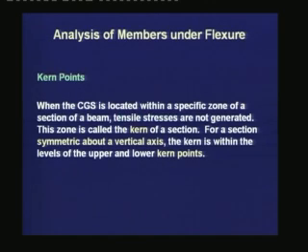Next, we are moving on to the study of the Kern points. When the CGS or the centroid of the tendons is located within a specific zone of a beam, tensile stresses are not generated. This zone is called the Kern of a section. For a section symmetric about a vertical axis, the Kern is within the levels of the upper and lower Kern points. What we are saying is that whenever the force occurs within a certain zone, it does not create any tension in the section, and that zone is called the Kern zone. The Kern zone is limited within two levels. One is called the top Kern level and the other is called the bottom Kern level.